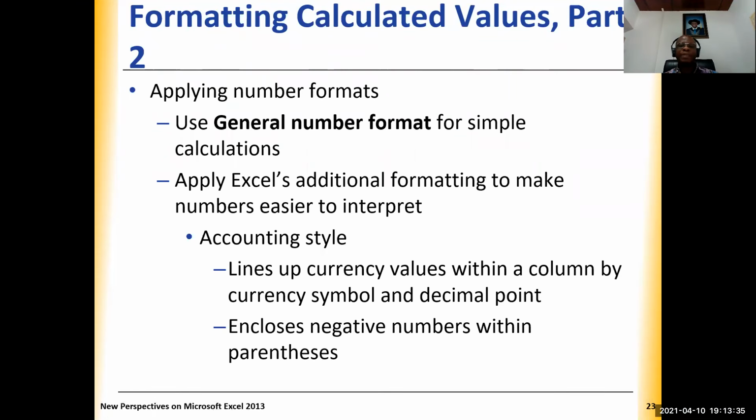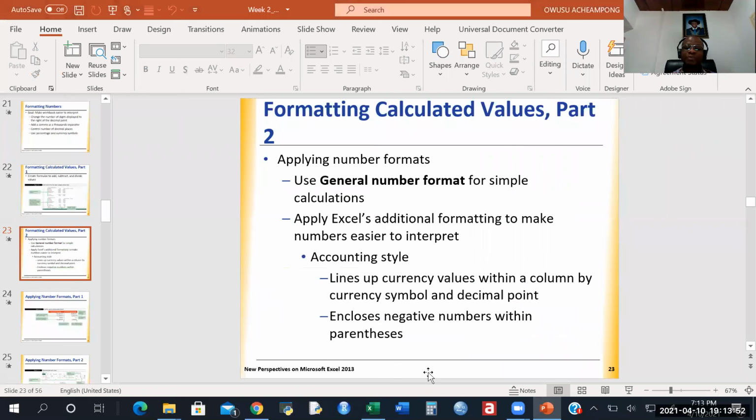I've already explained everything here in terms of applying the number formats. So you can use the general number format for simple calculations, and you use the accounting style, and you see it lines up the currency value within a column by currency symbol and decimal point, and it encloses negative numbers within parentheses. That's also another thing that we should know.